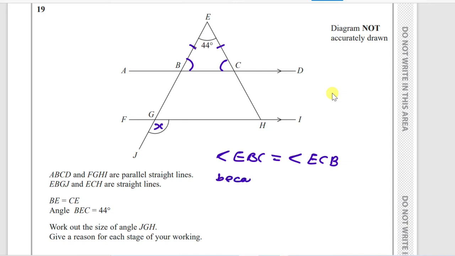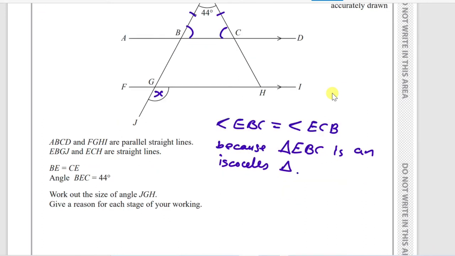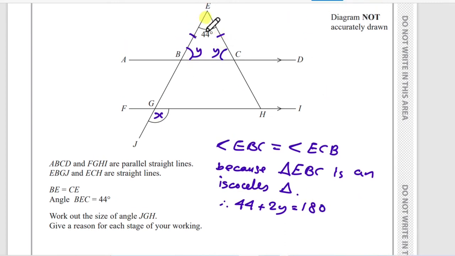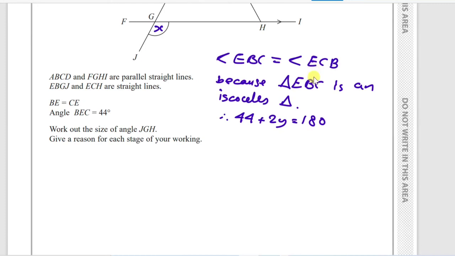because triangle EBC is an isosceles triangle. Okay, let's call B and C Y, give them names. So we can say therefore 44 plus both the Y's must equal 180. And then to work out the Y's, you can do 180 take away the 44, and then half your angle. So therefore Y is going to equal, in your calculator, 180 minus 44. That'll give us 136, and half of 136, you get 68.